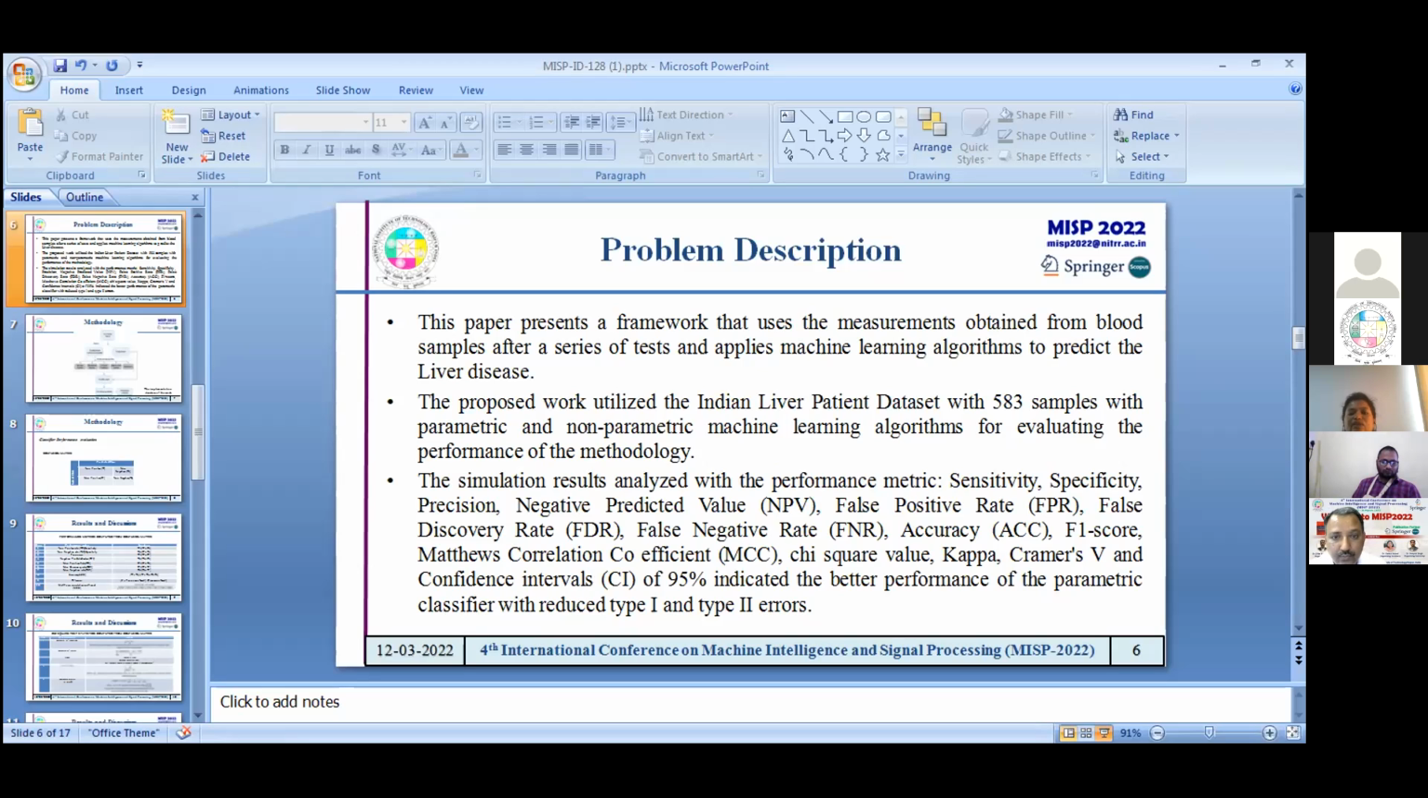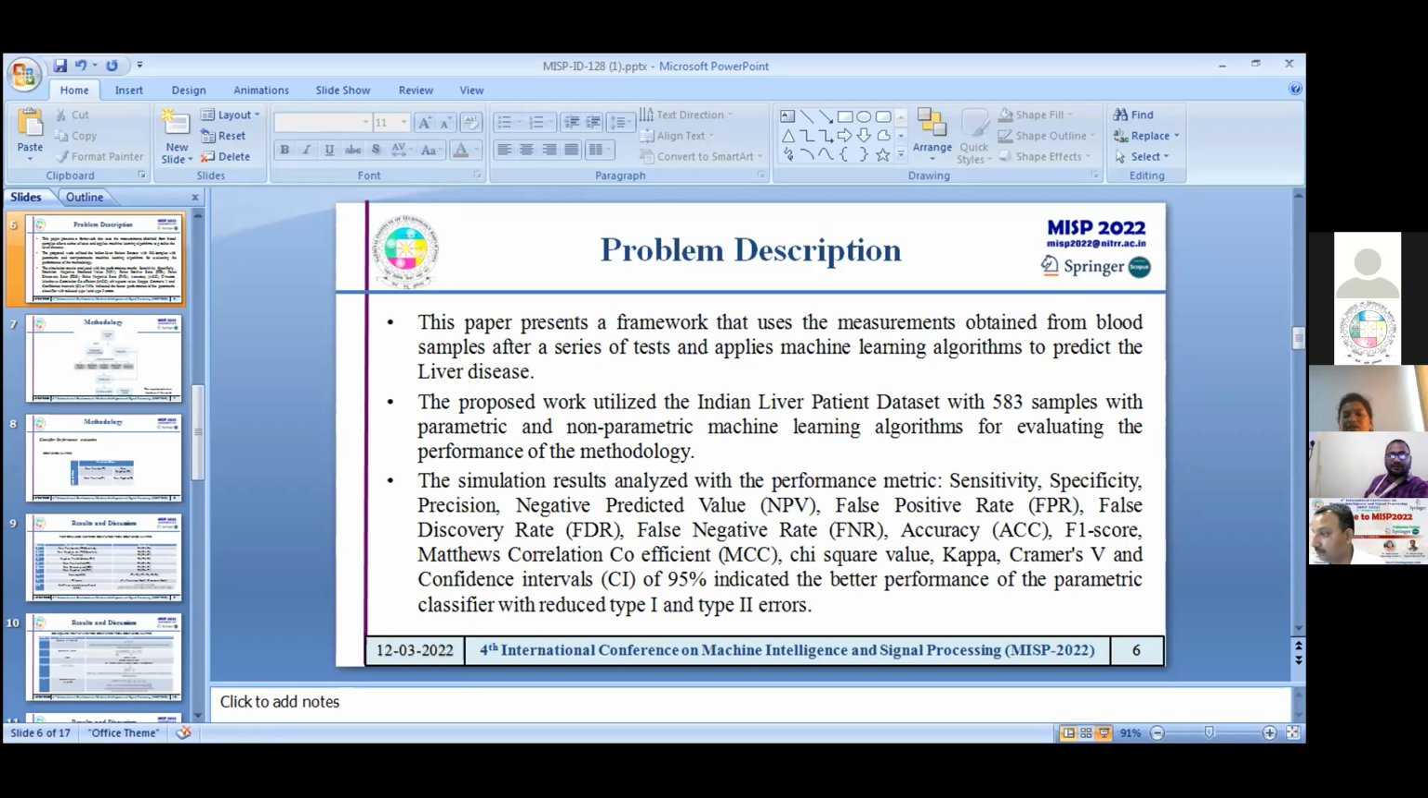Okay, this is our methodology. We collected the data samples from the UCI machine learning repository. From there, we got 583 samples. Out of that, 416 samples were labeled with the disease, and 116 samples were labeled with non-disease. We took these samples and divided them into two sets using a hold-out approach. One is for training and the other one is for testing.